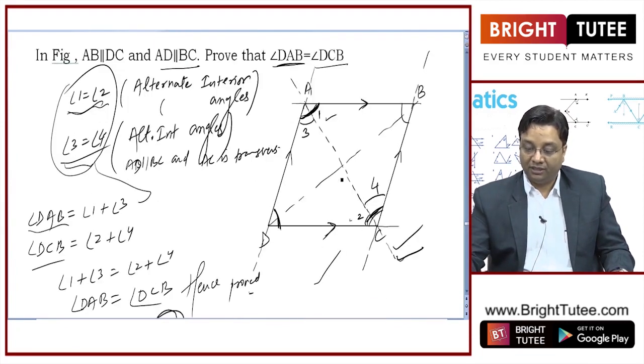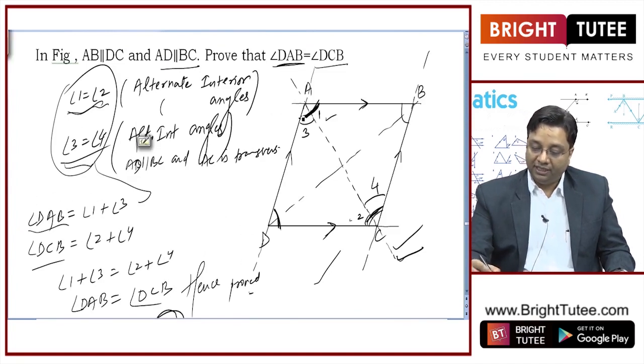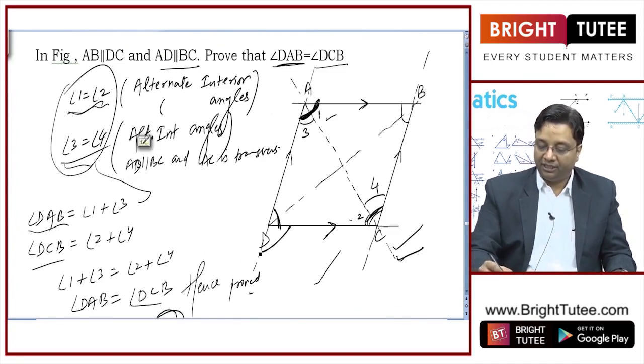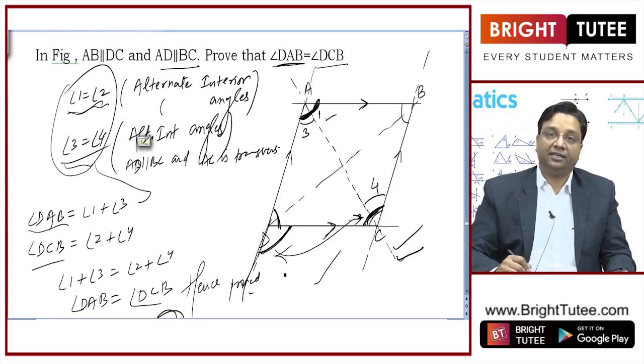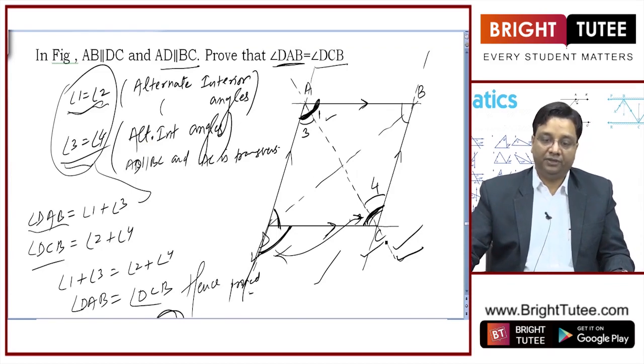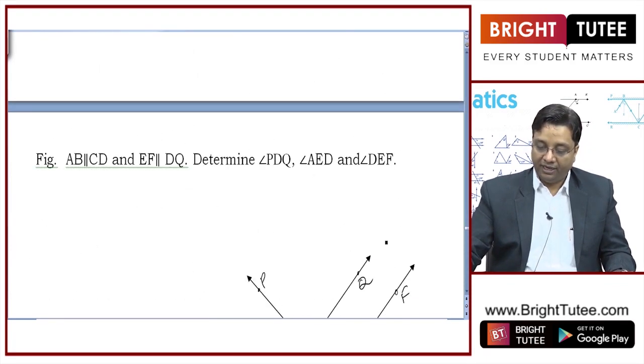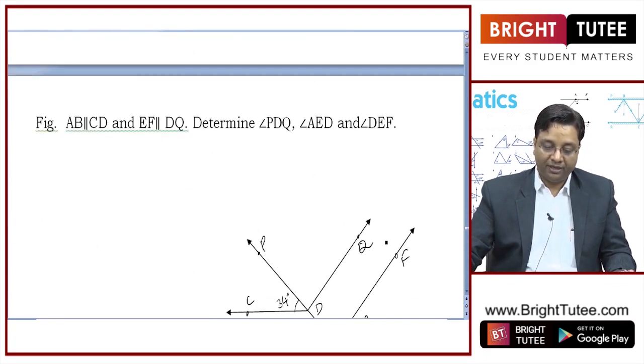I can suggest you one other method also. If this angle is equal to this angle, why? Because these are corresponding angles, and this angle is equal to this angle because these are alternate interior angles, because these two lines are parallel, right? So you can use any of the methods and find your solution.